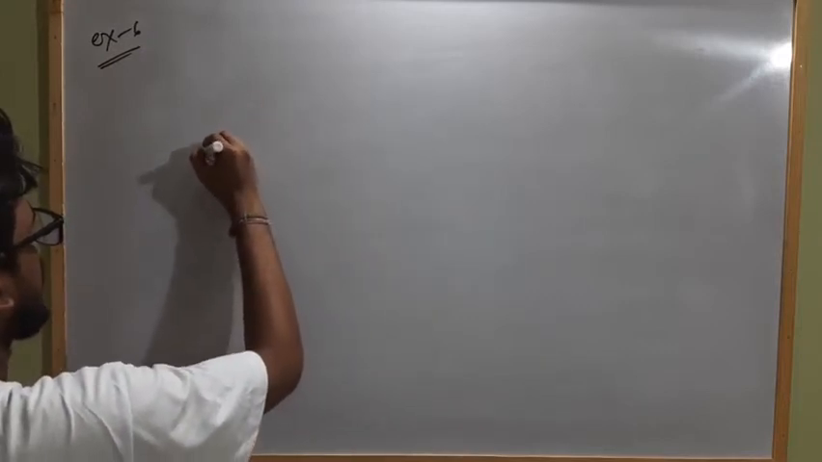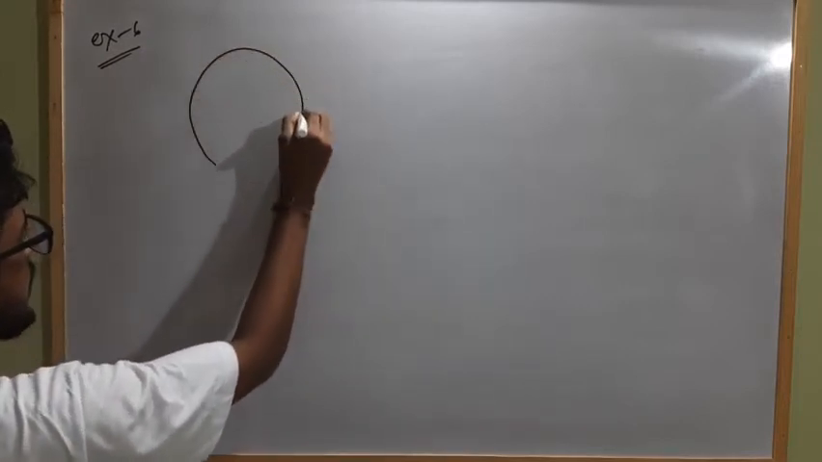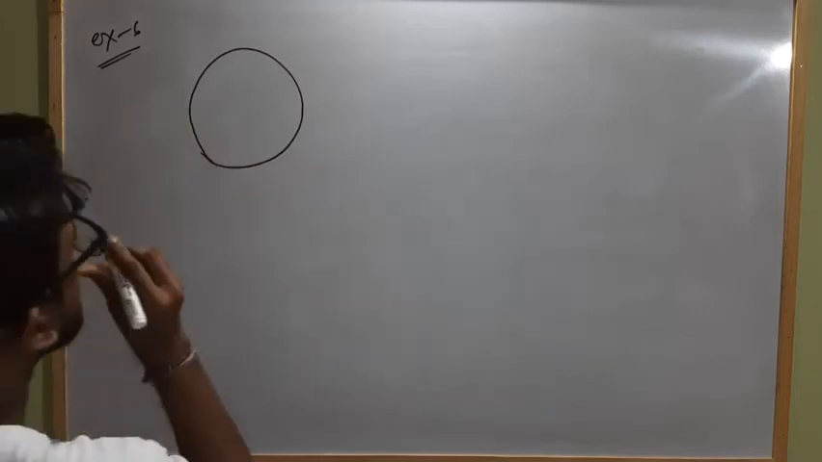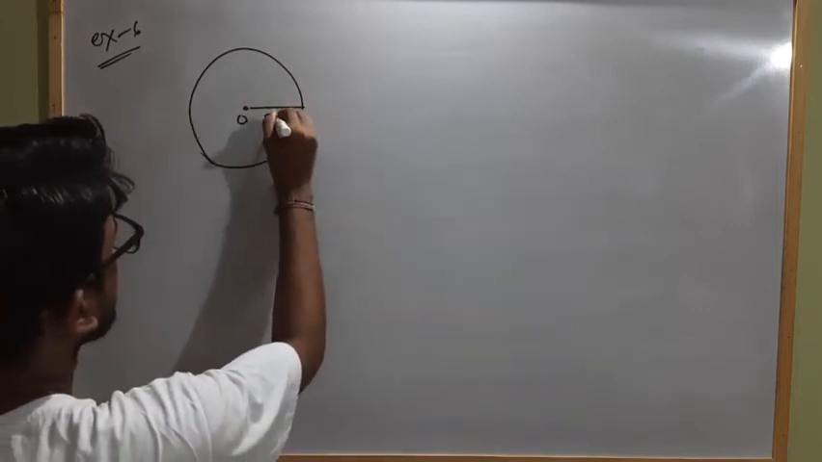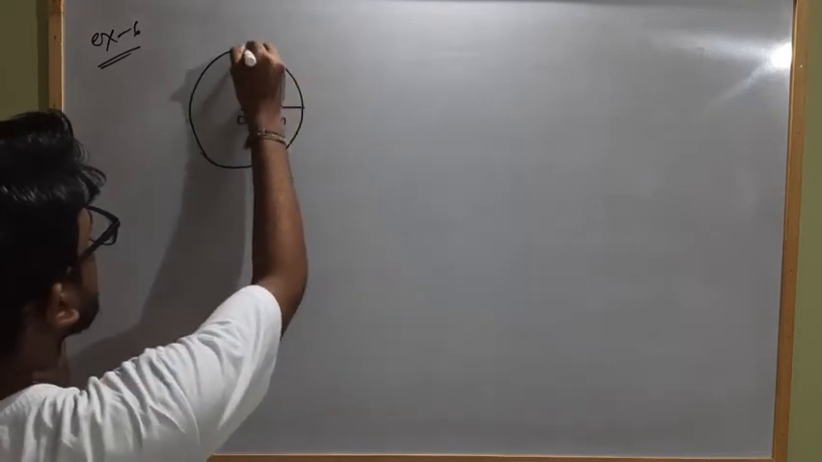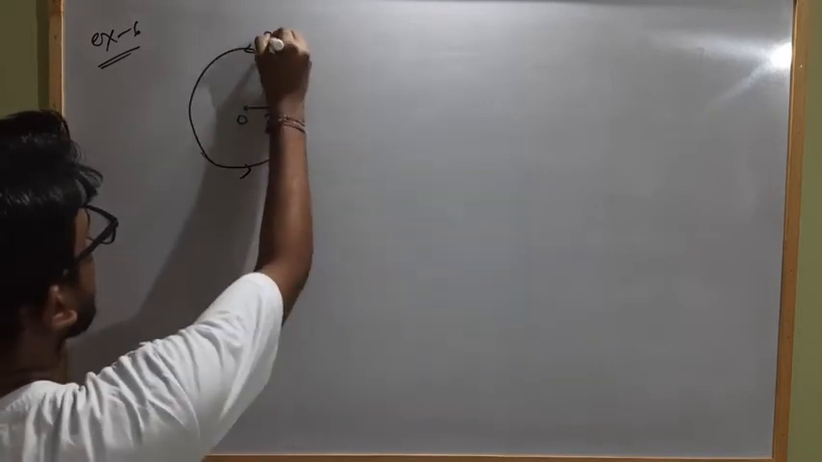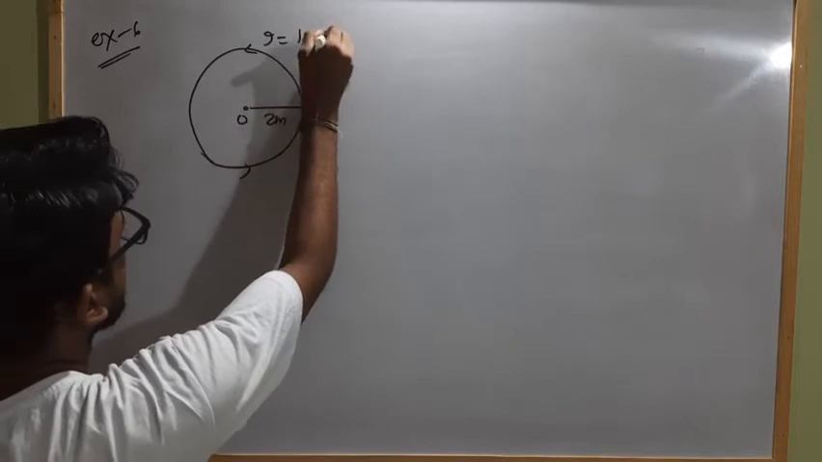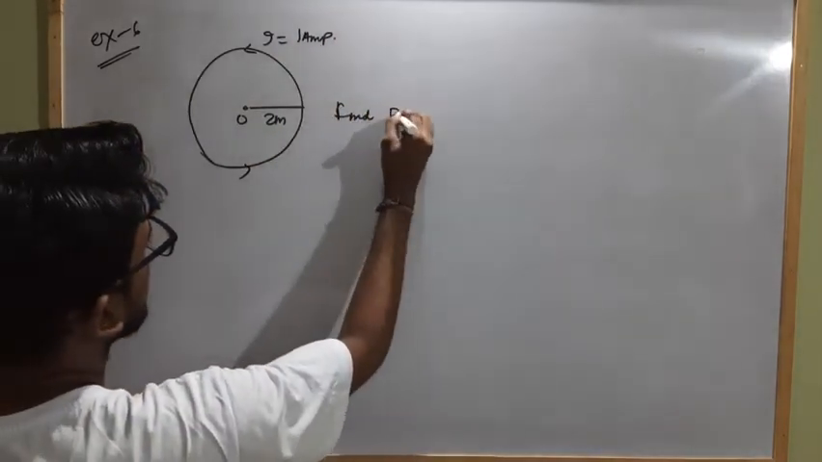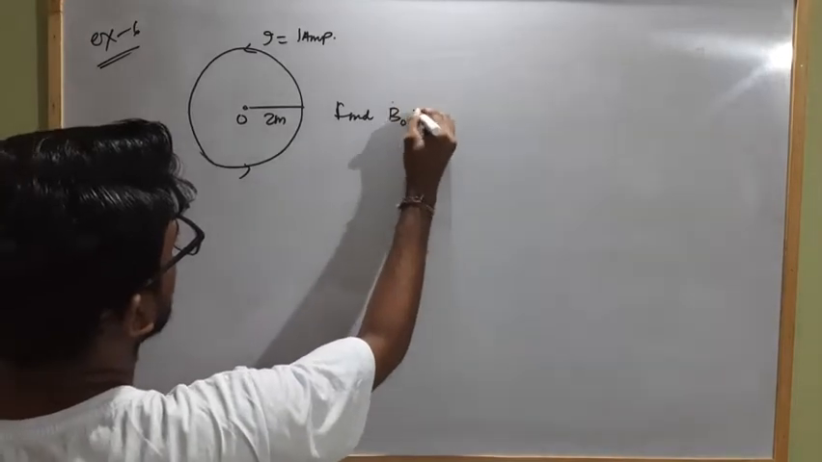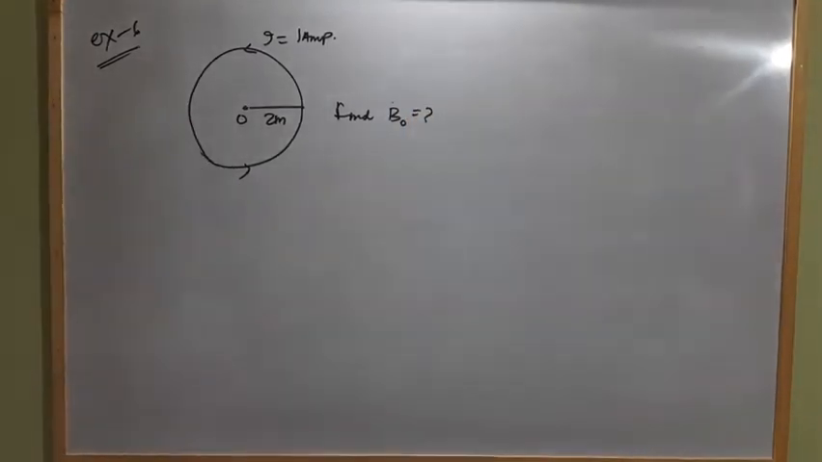Here is a circular current carrying coil. O is the center and its radius is 2 meter, and it carries a current I equal to 1 ampere. Find B at O, the magnetic field strength at O.